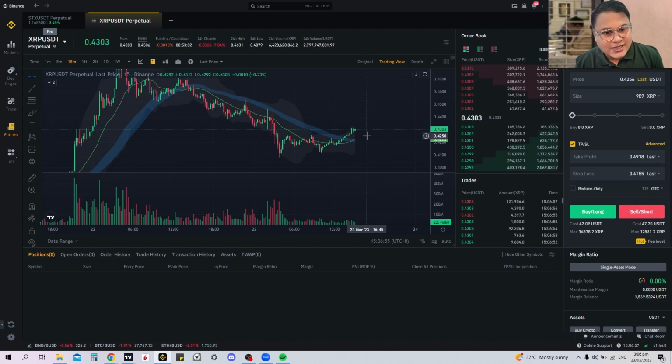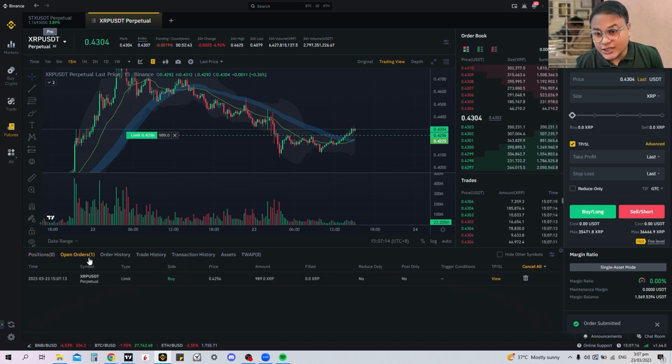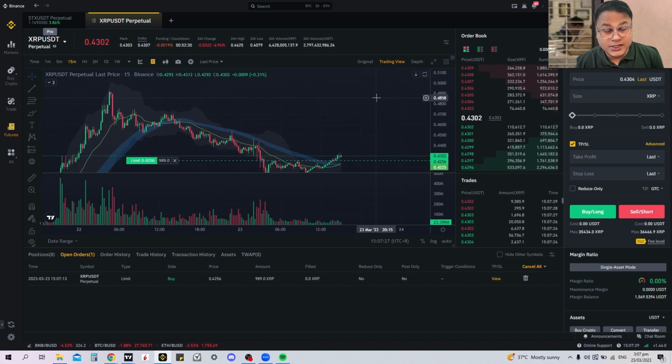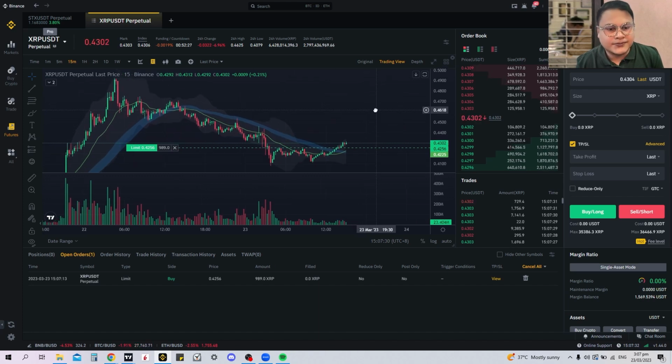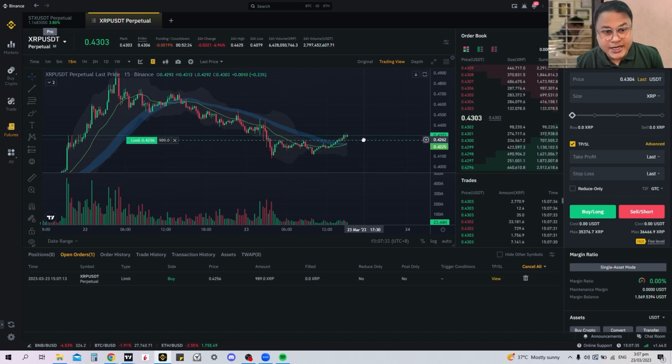So, ngayon, ang bias natin is go long, di ba? Go long. So, buy long yung pipindutin mo. So, double check everything, yung cost niya, yung leverage and other stuff. So yan, pindutin natin buy long. Nandito na siya sa open orders ko. So automated na yan. Once na ma-fill at 0.4256, malalagay na rin yung stop loss and yung target orders natin or yung take profit orders natin. So yan, hindi pa siya na-execute, no?